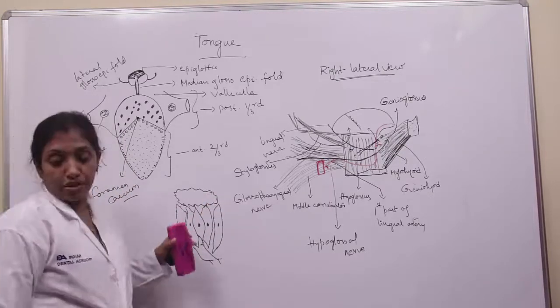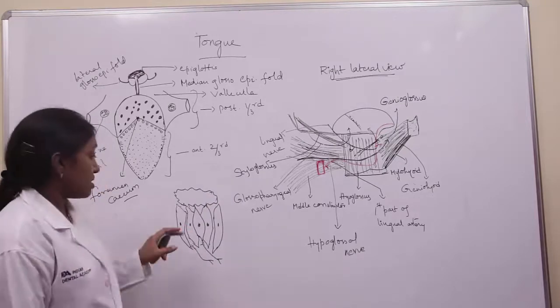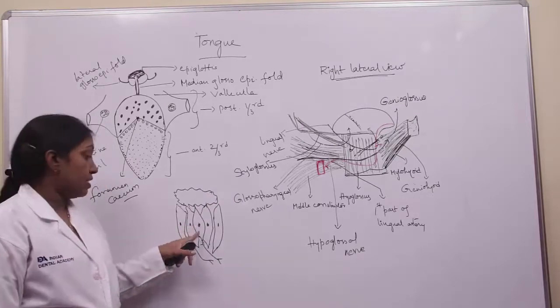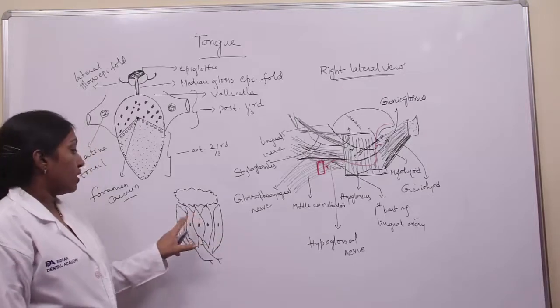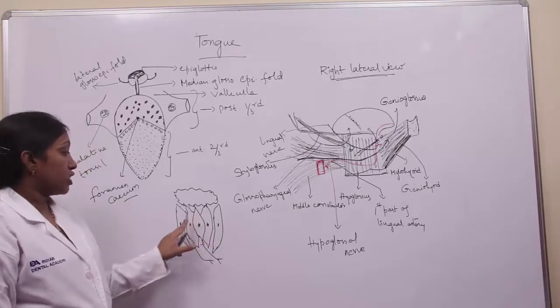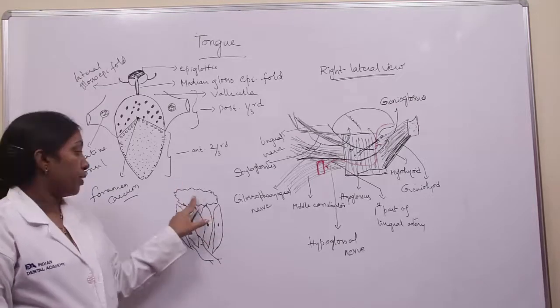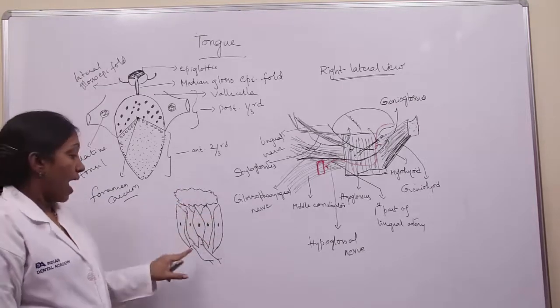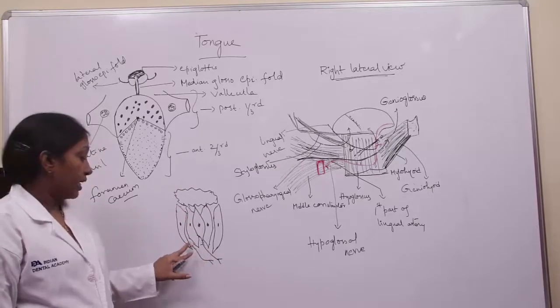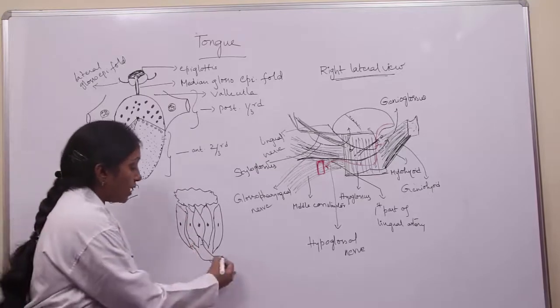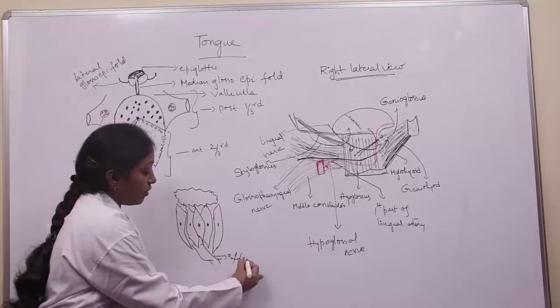Coming to the structure of taste bud, the taste buds are spherical masses. They consist of gustatory cells surrounded by sheath cells and supporting cells. And the cells of the taste buds open into a pore called gustatory pore, which opens into the epithelium. And the base of the cells receive gustatory nerve fibers. These are gustatory nerve fibers.